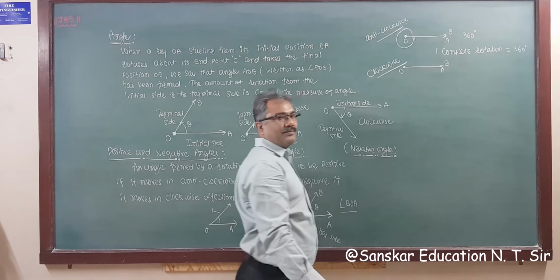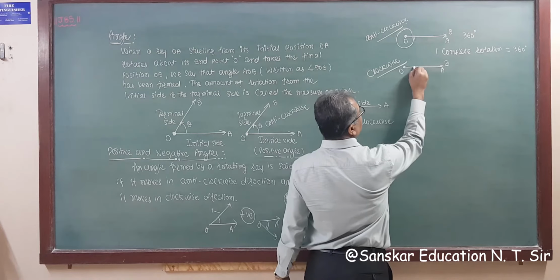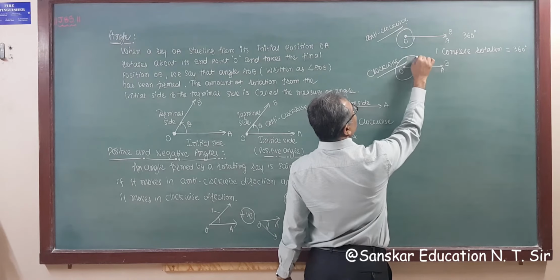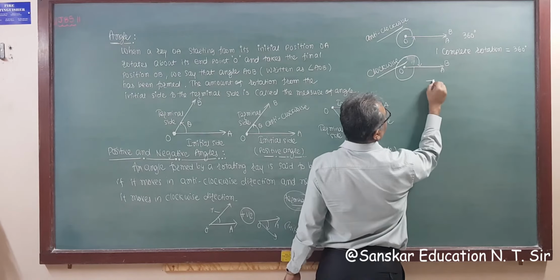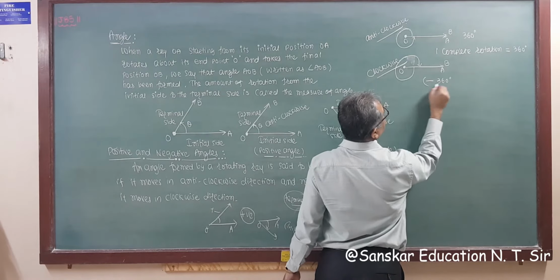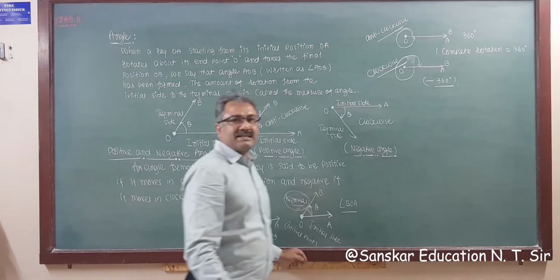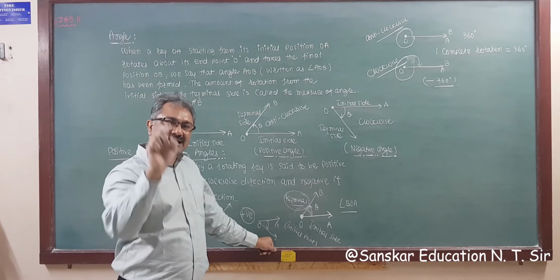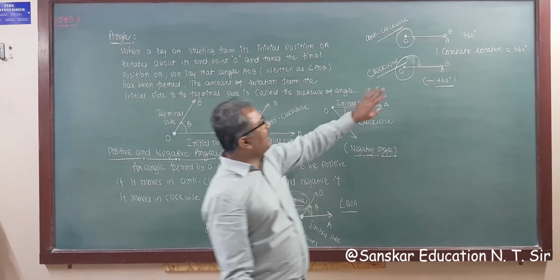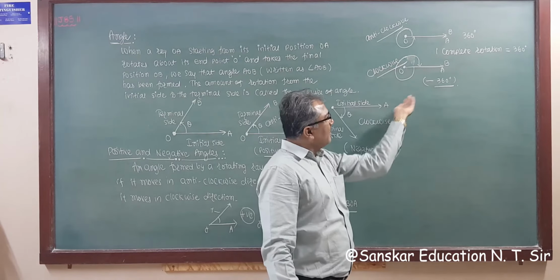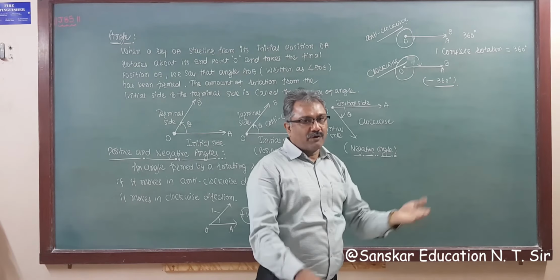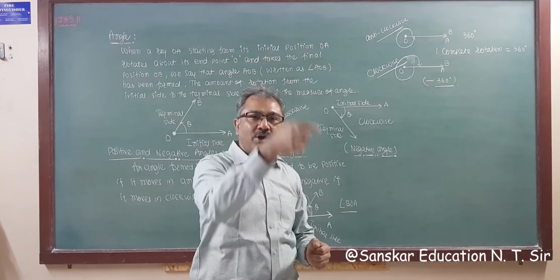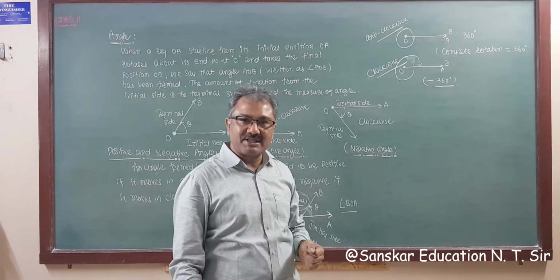That is, initial position is B. Then this angle is said to be minus 360 degree. Got it? So one complete rotation means a 360 positive degree if we go in anti-clockwise direction. One complete rotation means from where you are starting, जहां से आपने start किया वहीं वापस आना है. That is called a 360 degree, one complete rotation, right?